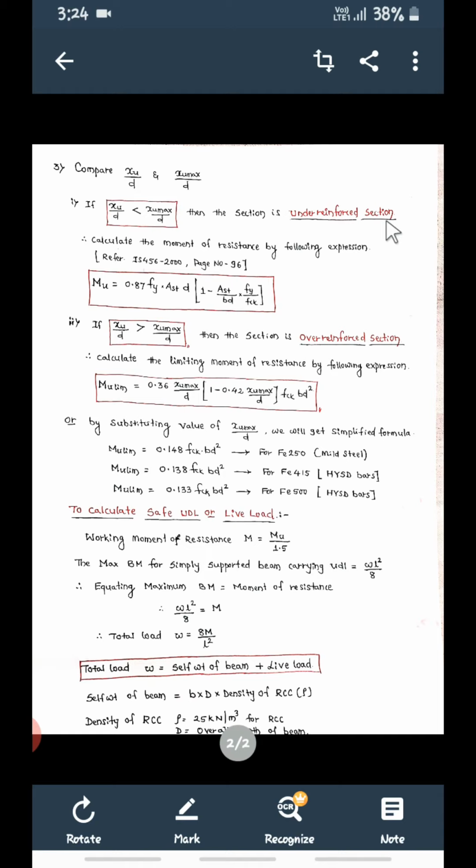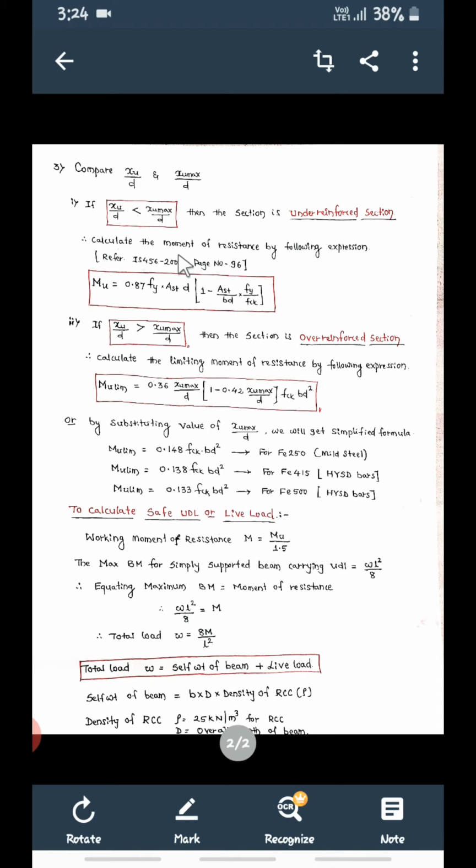We have come across three sections, that is balanced section, under reinforced section and over reinforced section. So to know whether the given beam section is balanced, under reinforced or over reinforced, we need to find out these two values, then compare them. If Xu by D is equal to Xu max upon D, both are the same, then it is a balanced section. If Xu by D is less than Xu max upon D, it is an under reinforced section. So if it is confirmed that it is under reinforced, then follow this step.